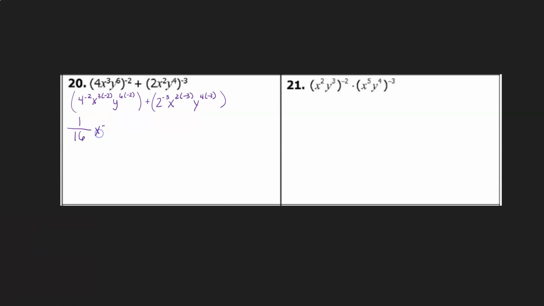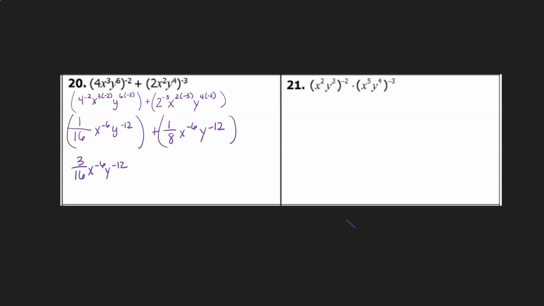So I have x to the negative 6, y to the negative 12, okay? Plus, then I have 1/8, because that's 2 to the negative 3rd, x to the negative 6, and look at that, that's y to the negative 12. So we're just going to add those together. So 1/16 and 1/8, when you add them together, is 3/16 x to the negative 6, y to the negative 12.